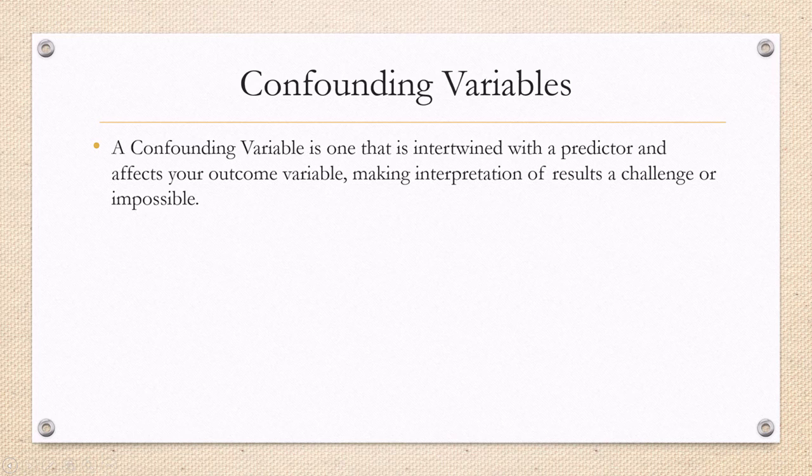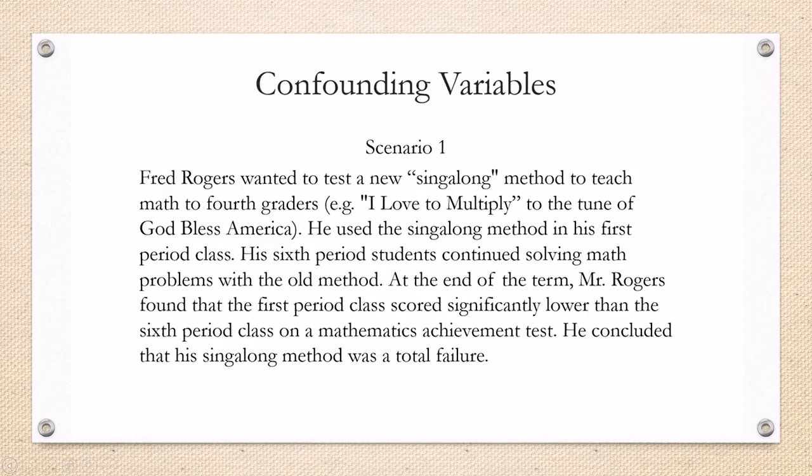A confounding variable is one that is intertwined with a predictor and affects our outcome variable, making interpretation of the results a challenge or impossible. Let's look at a couple examples.